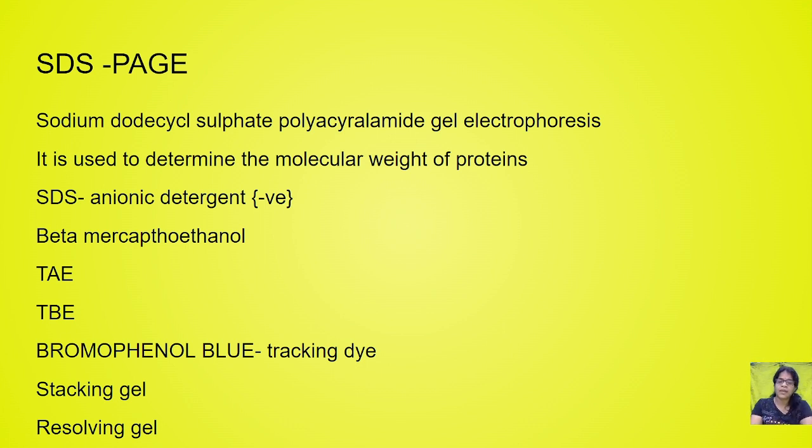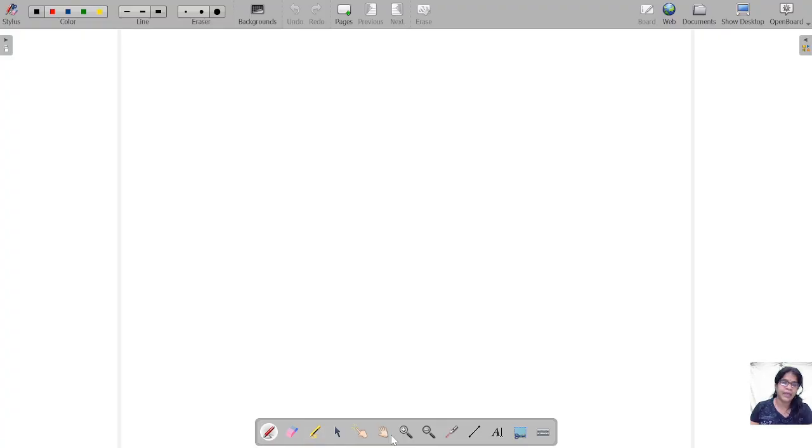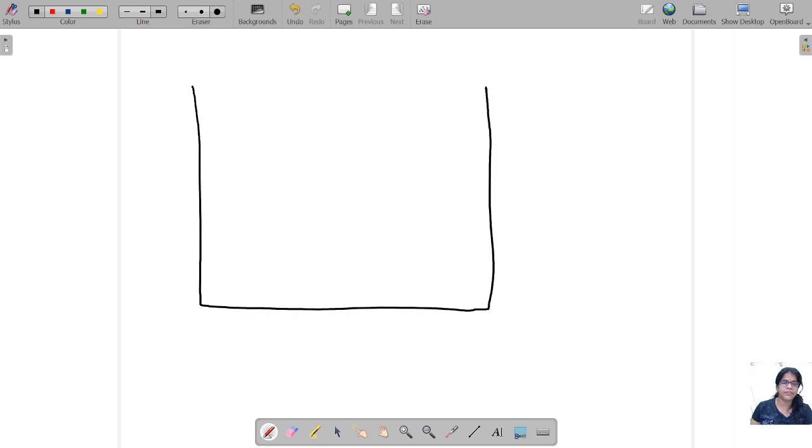So what is the process, what is the apparatus of SDS-PAGE? There are two glass plates involved. I want to discuss it better so that it is easy for you to understand, and see how the separation happens. This is your electrode that I'm talking about. These are the two glass plates, into which they pour the stacking gel and the resolving gel.